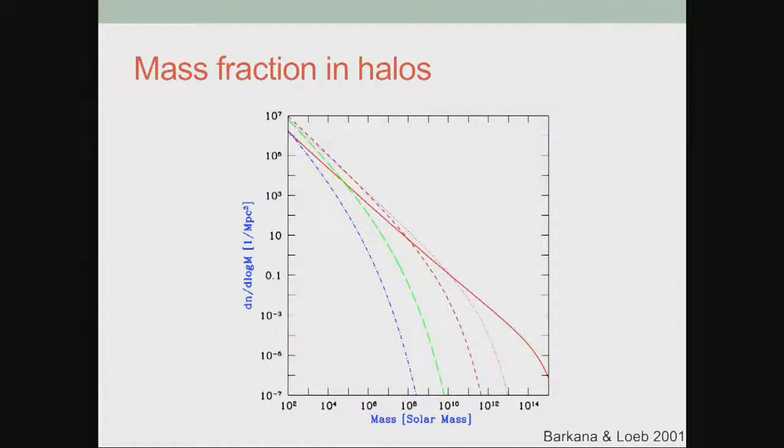Actually, initially you would see that most of the mass is in these small halos because you have so many of them, but that's misleading. Actually, most of the mass is at the break, right? That's the Press-Schechter kind of.